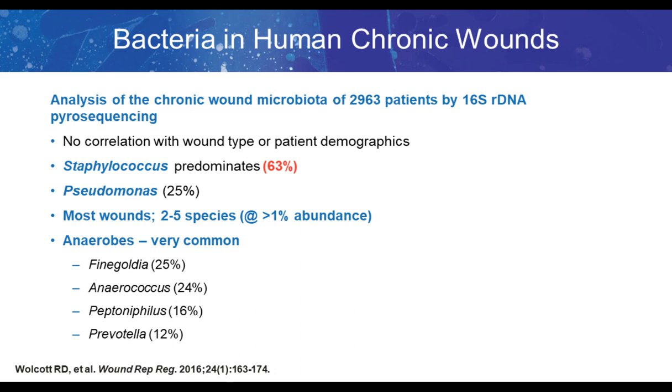Finegoldia, Anaerococcus, and Peptoniphilus are the gram-positive anaerobic cocci. Very hard bacteria to grow in culture. They're usually not detected by culture, but they make up relatively high proportions of the bacteria in some of these biofilms. And of course, I've already talked about the importance of oxygen in wound healing, and if these bacteria are present, that's a definite indicator that the conditions somewhere within that wound are anaerobic, which is not conducive to healing.